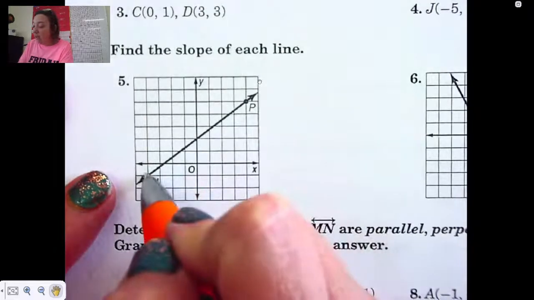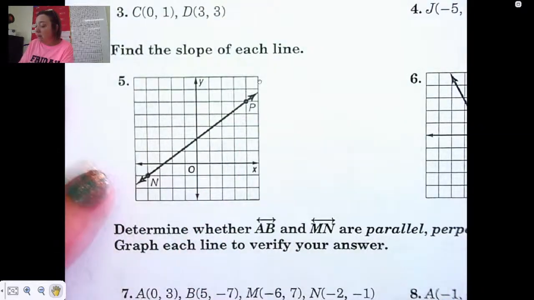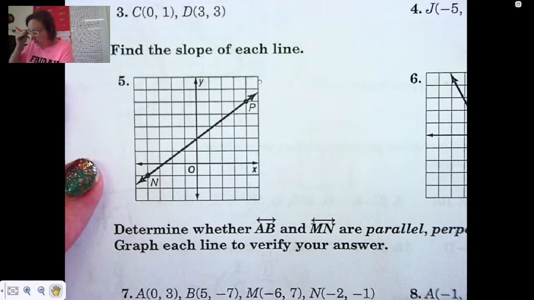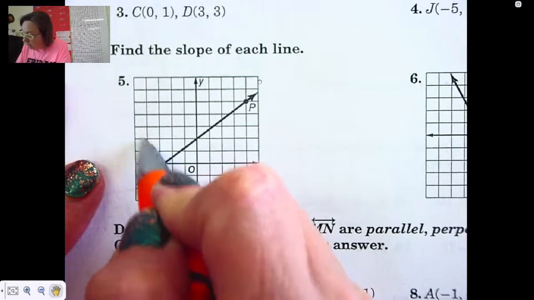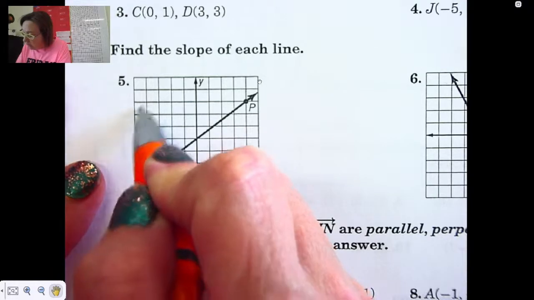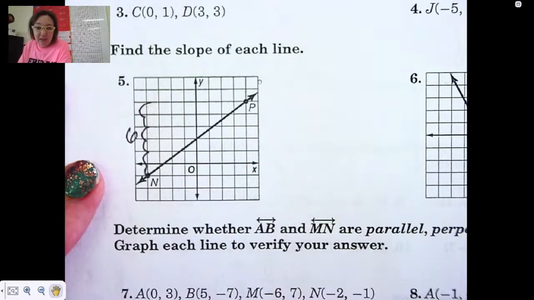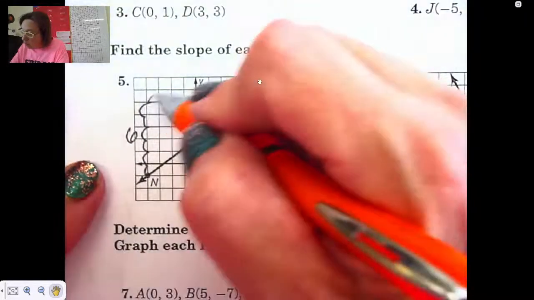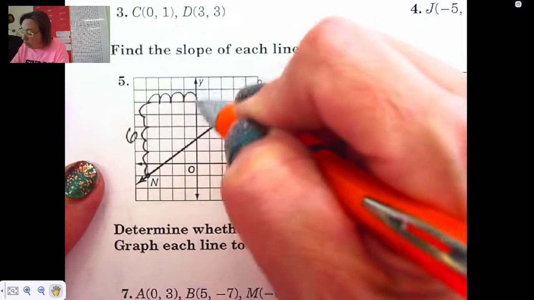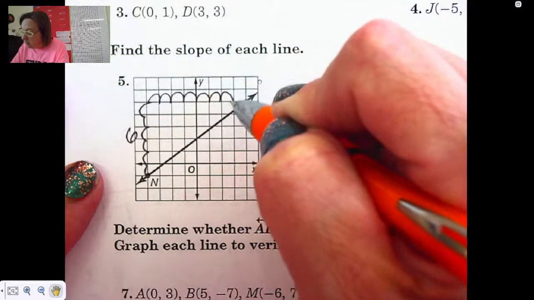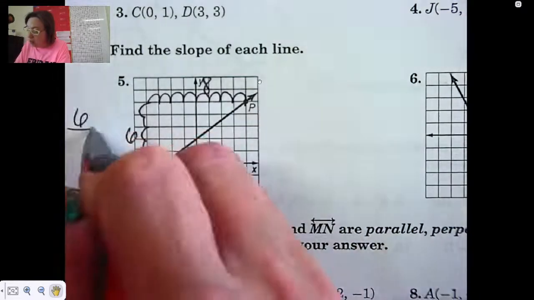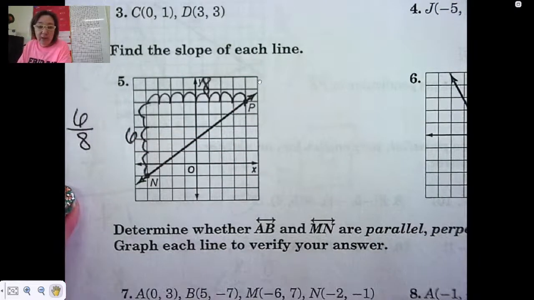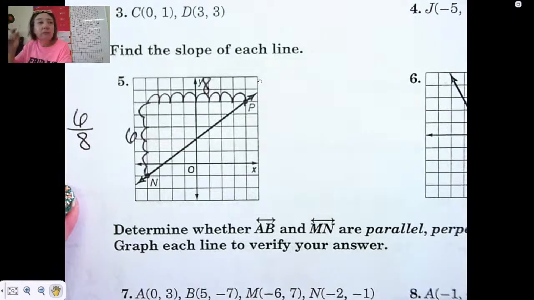So we can count from N to P. So if we're going to count it, we're going to do 1, 2, 3, 4, 5, 6. So my rise is 6. And then my run is 1, 2, 3, 4, 5, 6, 7, 8. My run is 8. So rise over run, 6 over 8. Can we simplify it? Yes, sir.